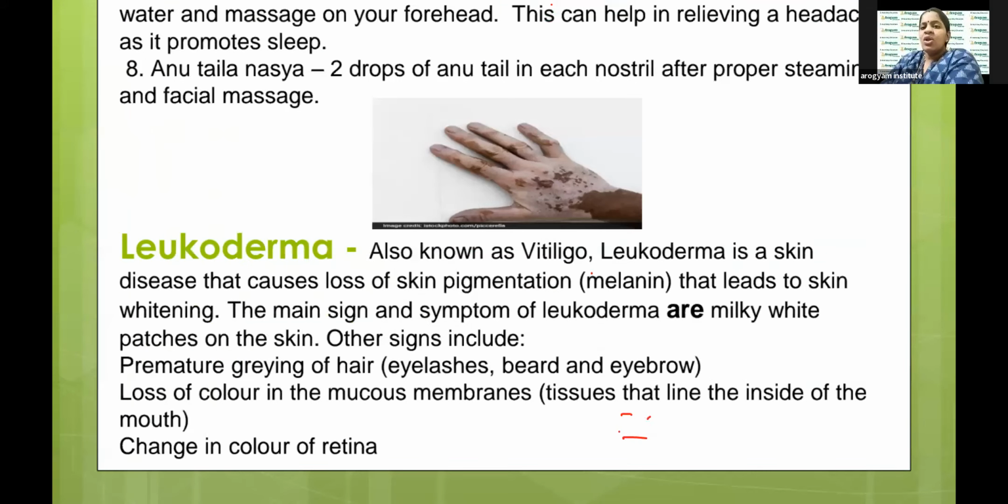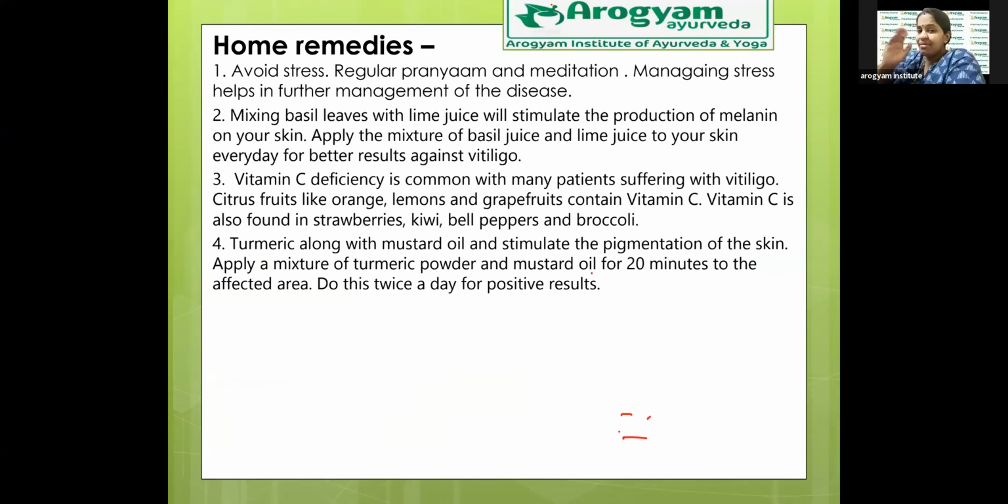Home remedies like, I would rather say not home remedies, avoiding stress, regular pranayam and meditation. Managing stress helps in further management of the disease. Mixing basil leaves with lime juice will stimulate the production of melanin on your skin. Apply the mixture of basil juice and lime juice to your skin every day for better results against vitiligo. So these are all some very simple remedies that can be done.